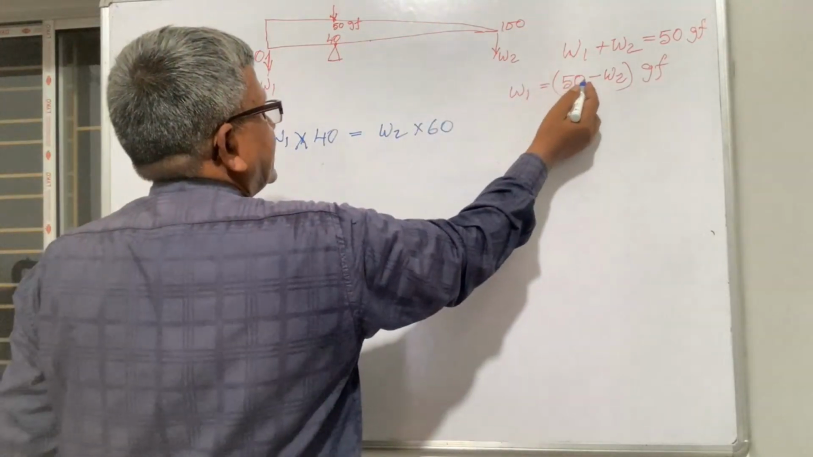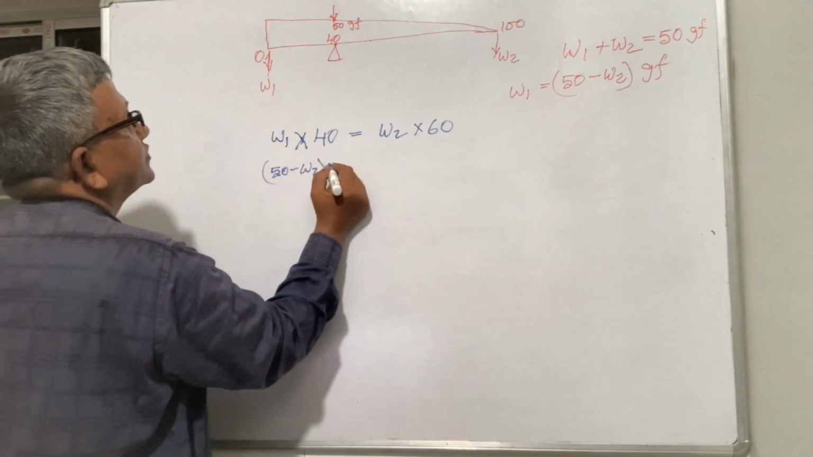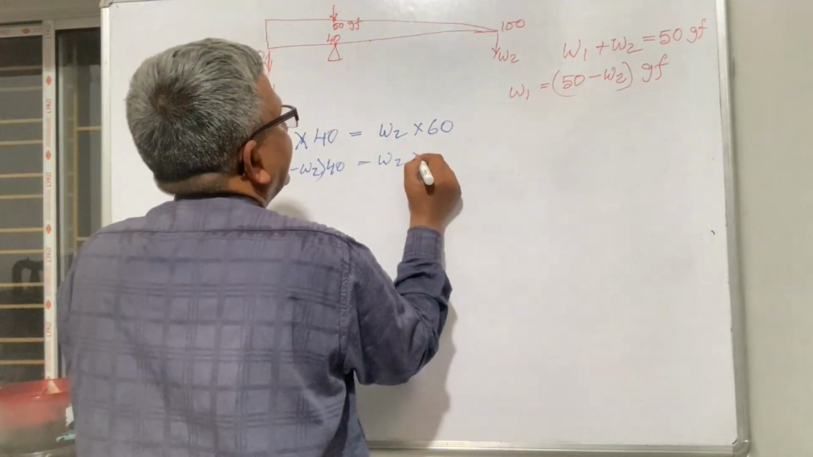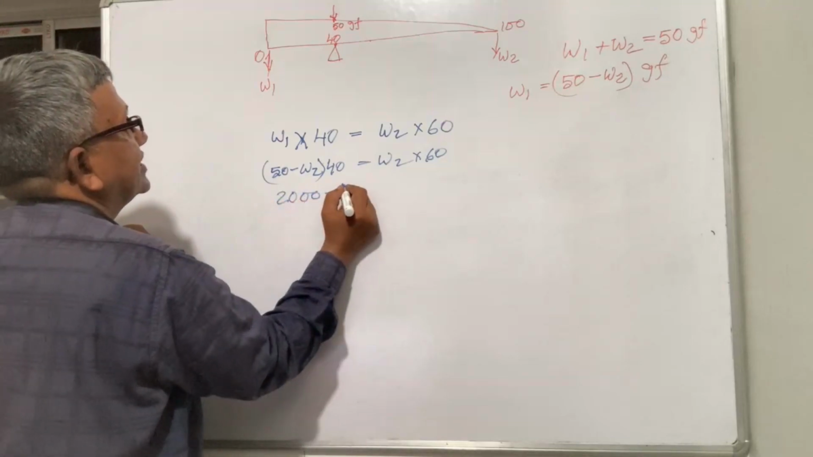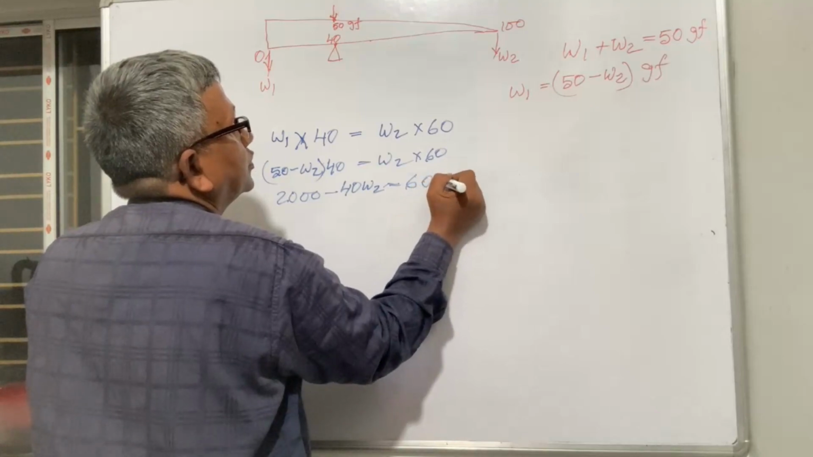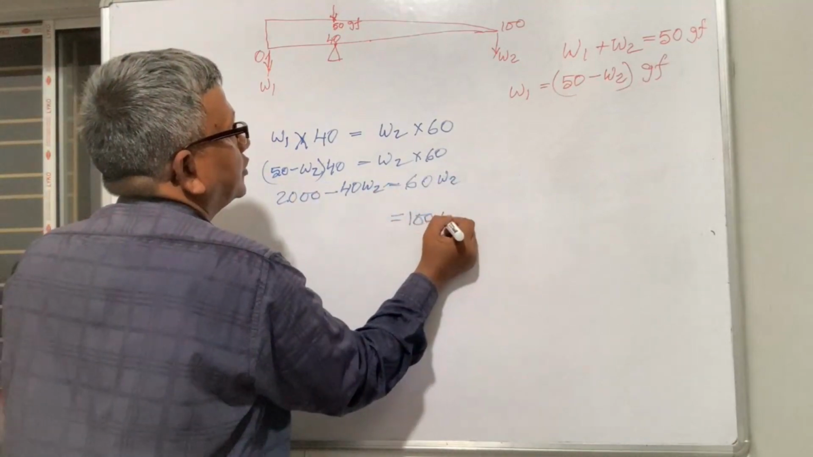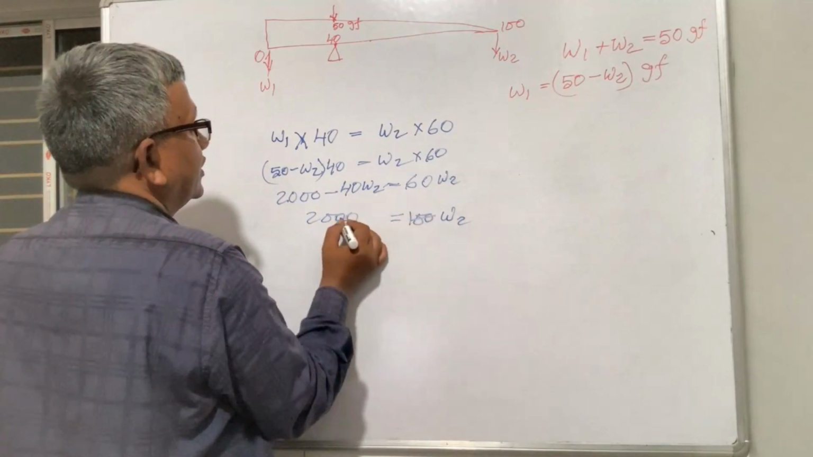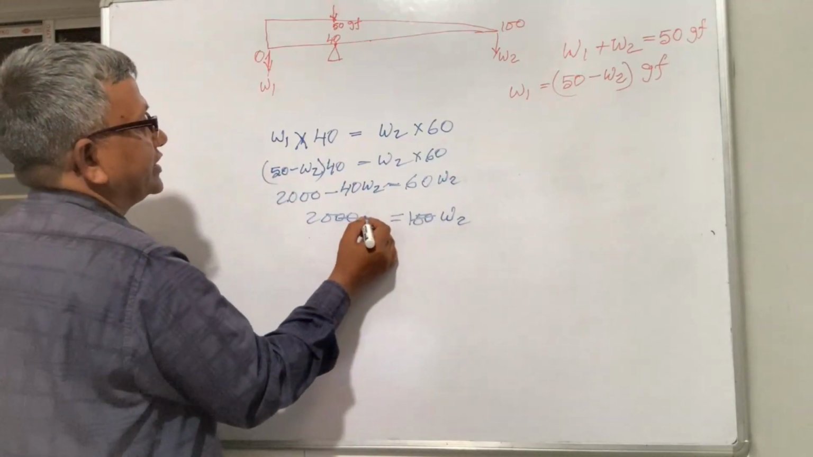Sir, W1 equal to 50 minus W2. So (50 minus W2) into 40 equal to W2 into 60. 4 5 20, 2000 minus 40 W2 equal to 60 W2. 40 will come here, 60 plus 40, 100. 100 W2 equal to 2000. What happened? W2 equal to 20 gram force.